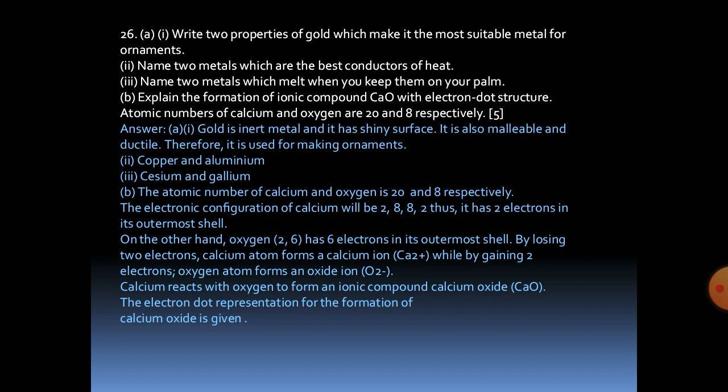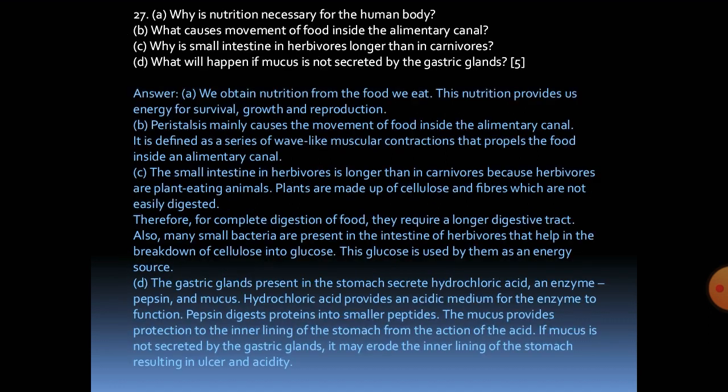By losing 2 electrons, the calcium atom forms a calcium ion. By gaining 2 electrons, oxygen forms an oxide ion. Calcium reacts with oxygen to form an ionic compound, calcium oxide. Or you can also draw an electron dot structure for showing how the ionic interaction is taking place and how the calcium oxide is formed.